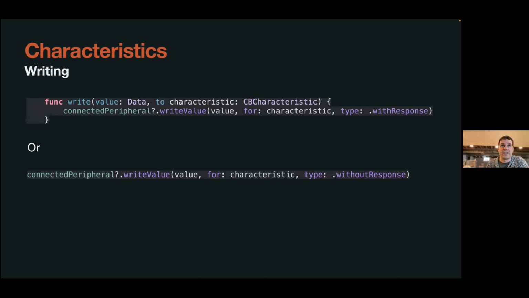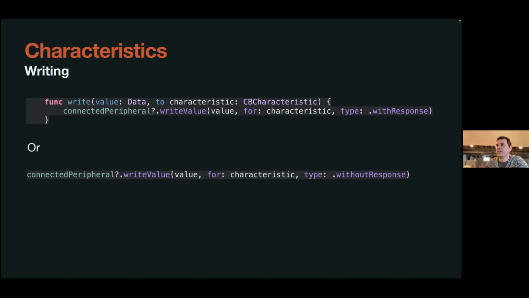And then writing characteristics. So you can write data to the peripheral as well. And that's via this write value. And so the value is just data. And if you remember, data is just bytes. So once you're working with Core Bluetooth, Bluetooth Low Energy, get ready to get back to your binary math days. You're dealing with bytes.